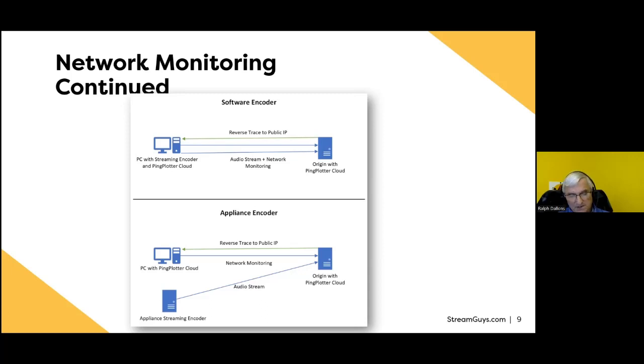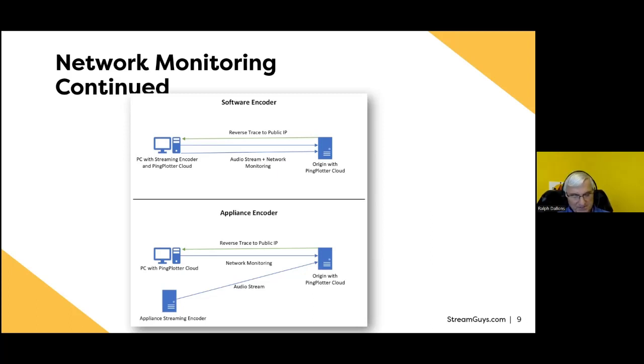We would run another one from our origin to your public IP. If you use a hardware encoder, you would run the PingPlotter agent from a different computer within your network. It should always be run on the same network as your encoder. In this case, we'd still run a reverse trace on your public IP address.